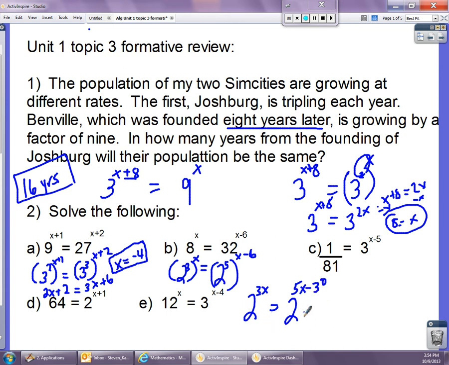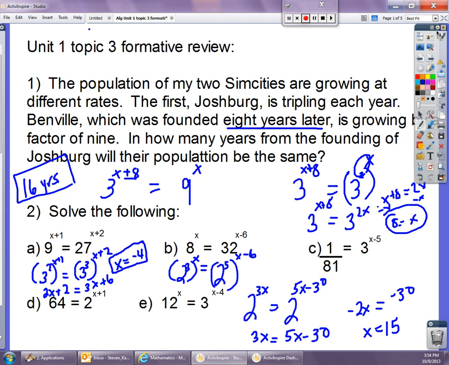Because now I have a base of 2, the only way they're going to be equal is if the exponents are equal. So I can set 3x equal to 5x minus 30. If I subtract 5x on both sides, you get -2x is equal to -30. If I divide both sides by -2, you get x equals 15. Okay, so I'm going to erase that now.